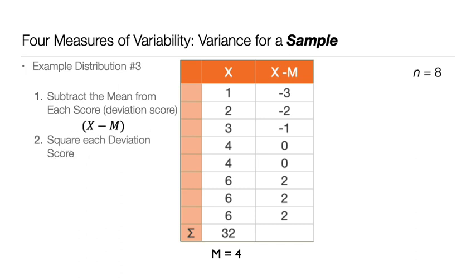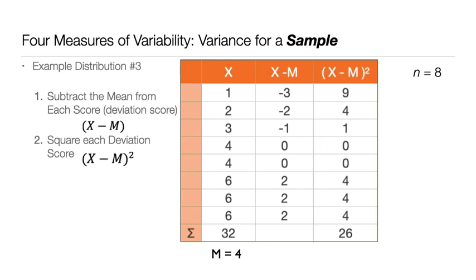What we want to do is square each of those deviation scores so that they don't cancel each other out, and we can see how much spread there is in this data. So we'll square each of those values. Negative 3 squared is 9, negative 2 squared is 4, negative 1 squared is 1, 0 squared is 0, 2 squared is 4. We'll add all of those values together, add up those squared deviations. That gives us a sum of squares for these x values of 26.